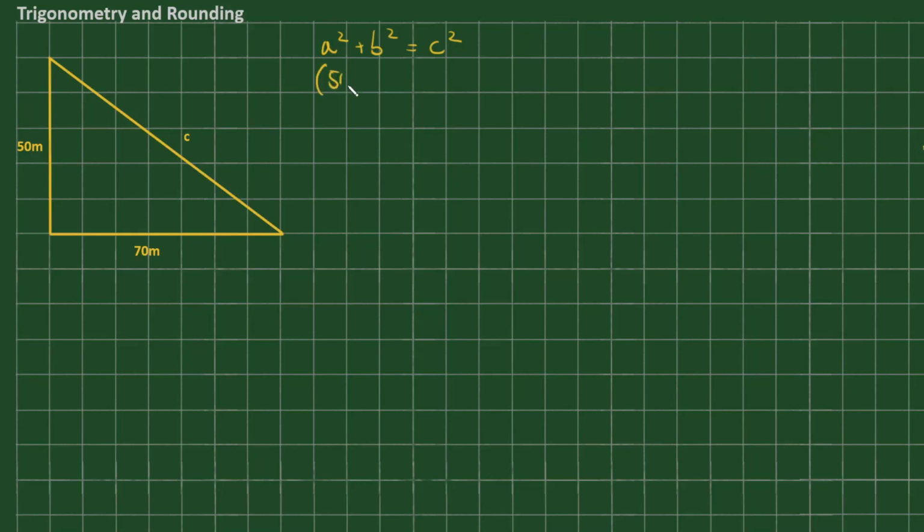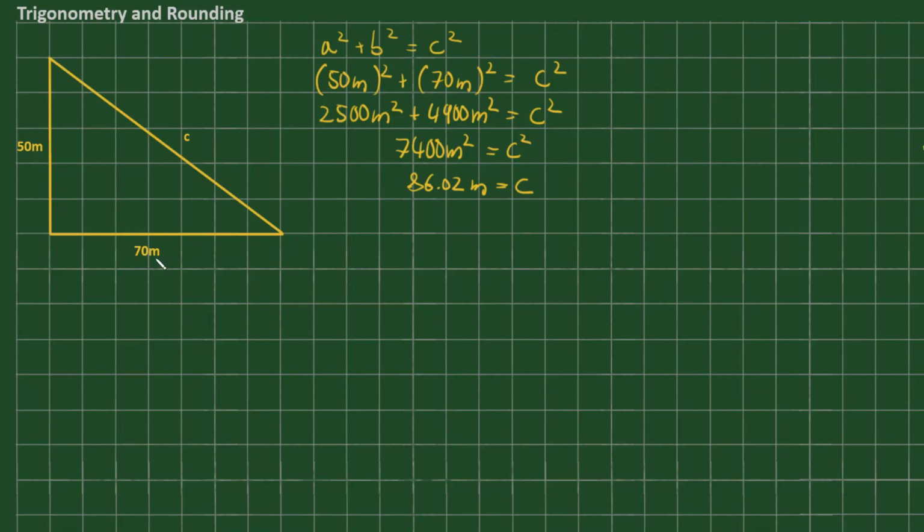So now I have 50 meters squared plus 70 meters squared equals c squared. 50 meters times 50 meters will give me 2,500 meters squared, plus 70 meters times 70 meters, well, that's 4,900 square meters. I'm going to add these two values together, and that will give me 7,400 square meters. Finally, I am going to take the square root of both of these sides, and that will give me 86.02 meters equals C.